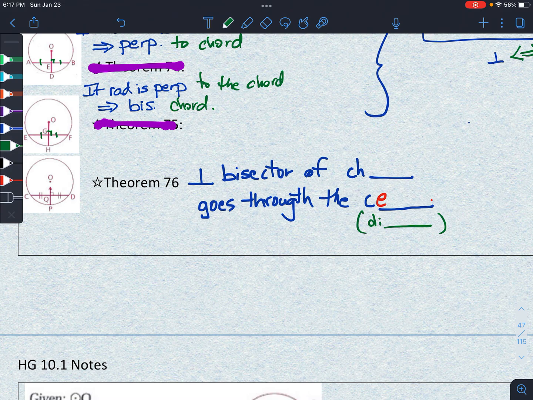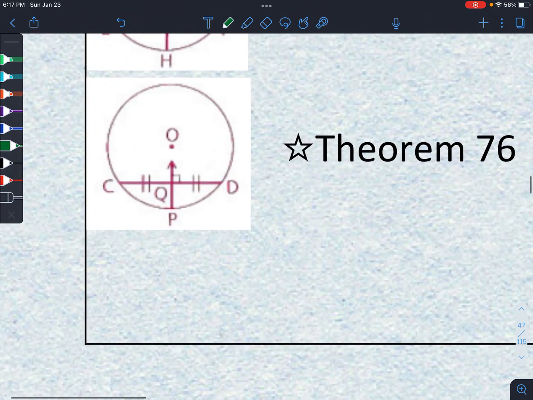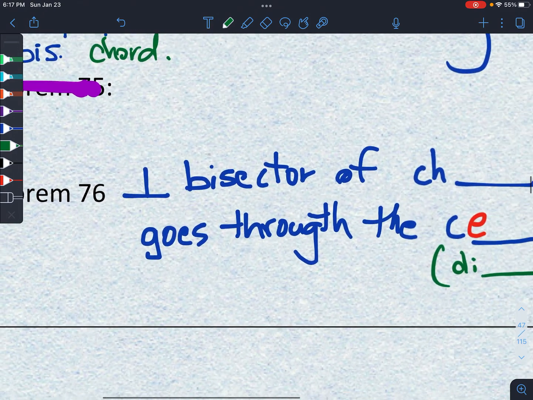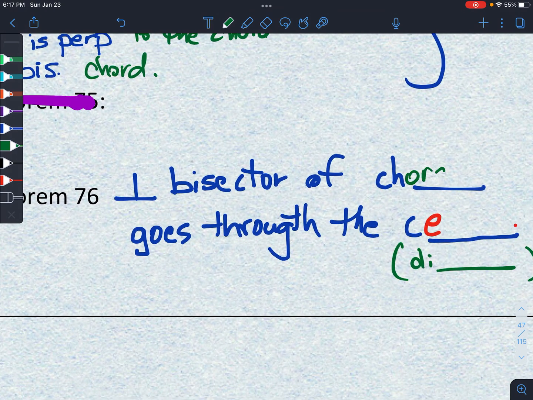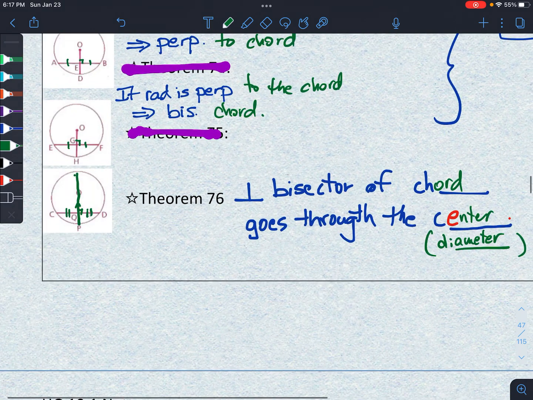Finally, a kind of takeoff of that: if I have a segment which is both perpendicular and a bisector, then guess what? That goes through the center. So a perpendicular bisector of the chord goes through the center. In fact, you end up creating what would be known as a radius or a diameter. Okay?